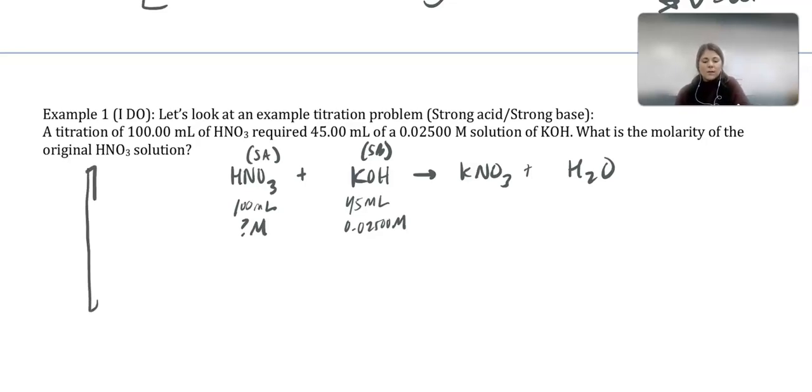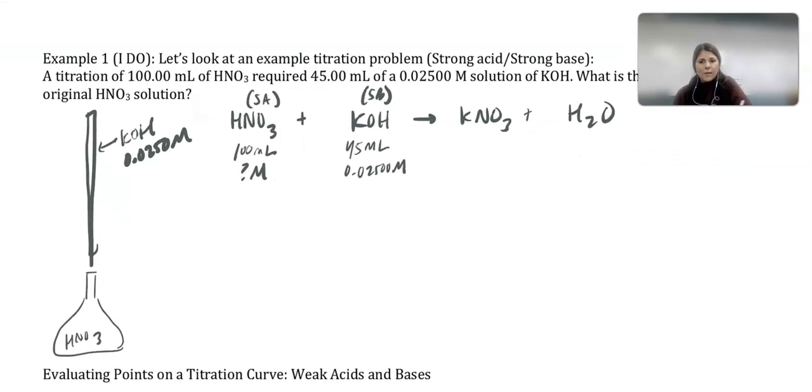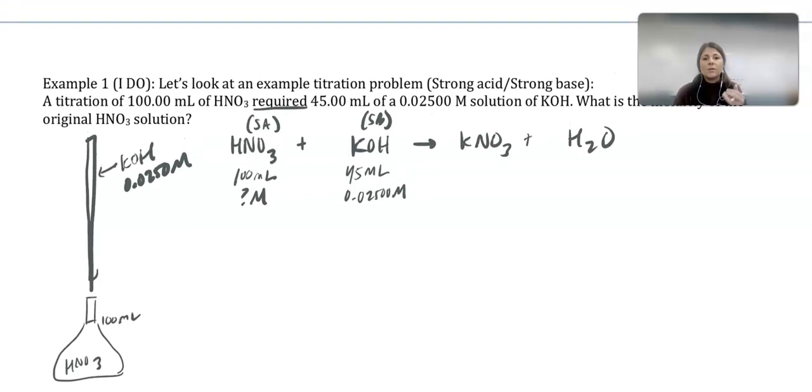So if I draw, and again, this won't be pretty, pretend that's my burette. This right here would be the KOH, our titrant. And I know that because I know the concentration. And then in our flask, we will have the HNO3, and we know it's 100 milliliters. So it told us that it required, right here, 45 milliliters. So you added 45 milliliters from the burette to reach that equivalence point, okay? Because if they say titration, you're probably doing something that reaches equivalence point.